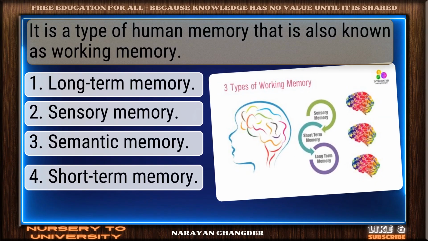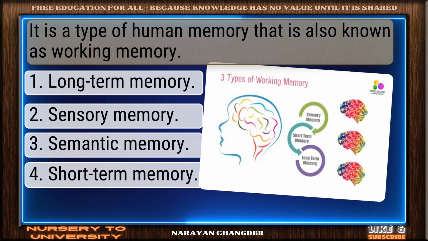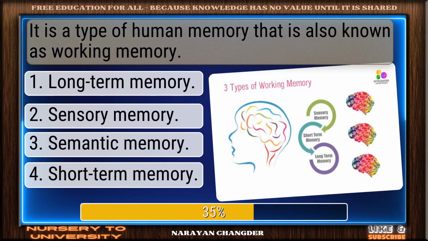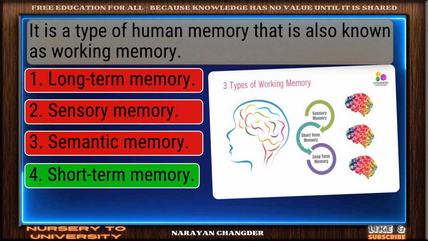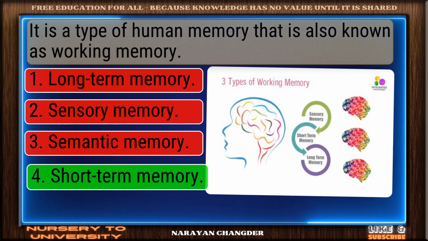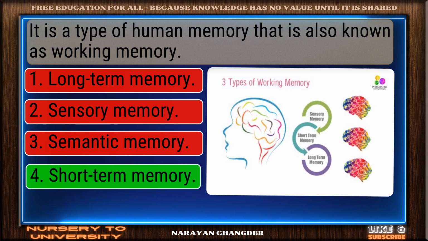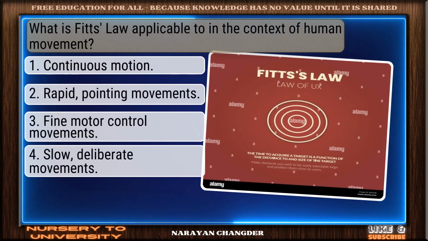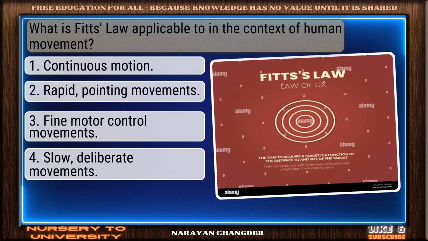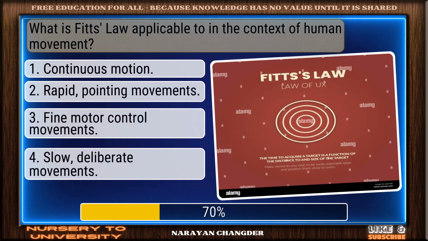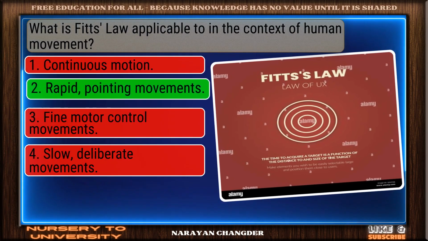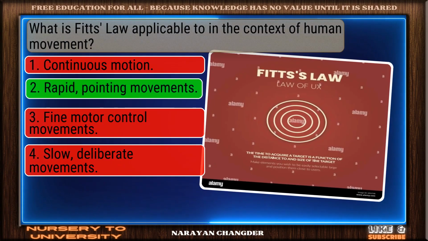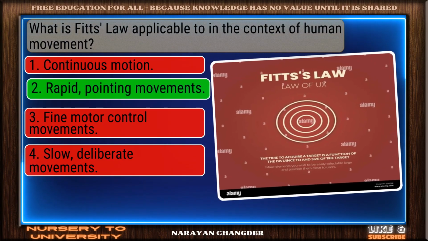Question number 21. It is a type of human memory that is also known as working memory. You got it. Your choice, short-term memory, is right. Question number 22. What is Fitts' law applicable to in the context of human movement? Strong choice. Rapid, pointing movements is the right answer.